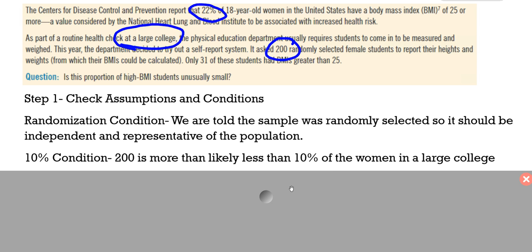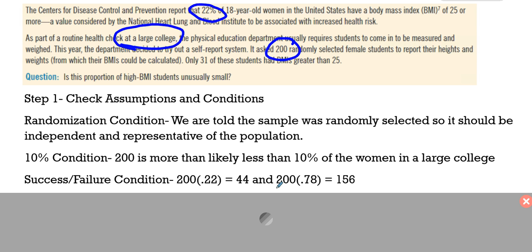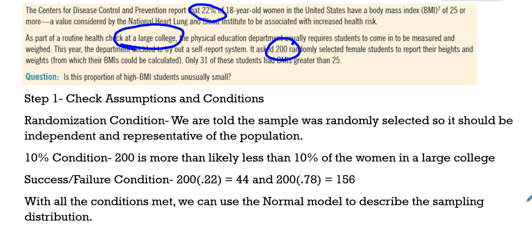And then the success/failure condition: don't just check boxes here. Both 200 times 0.22 and 200 times 0.78 are greater than 10, which they are. So we have met the randomization condition, which also spoke to the independence condition. A sample of 200 is clearly large enough to make a good histogram. The sample is less than 10% of the population, and we've got enough successes and failures. With all the conditions met, we can use the normal model to describe the sampling distribution.